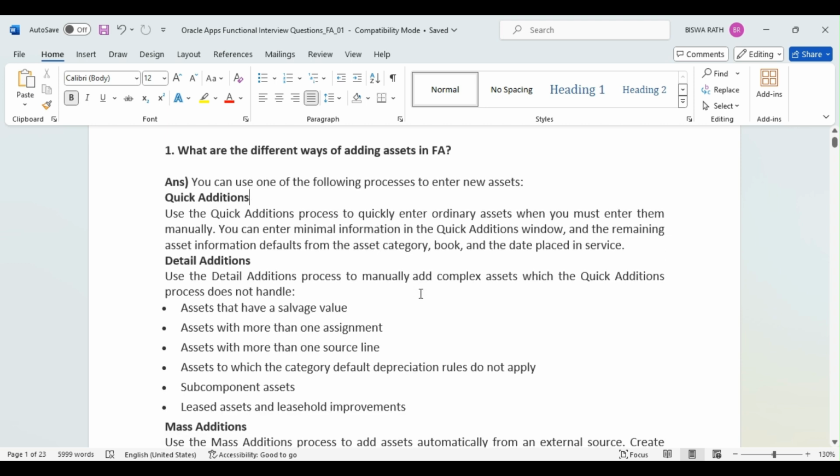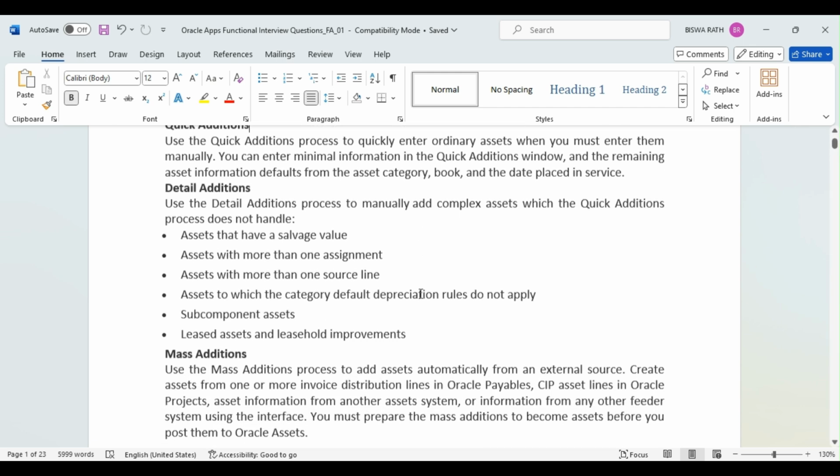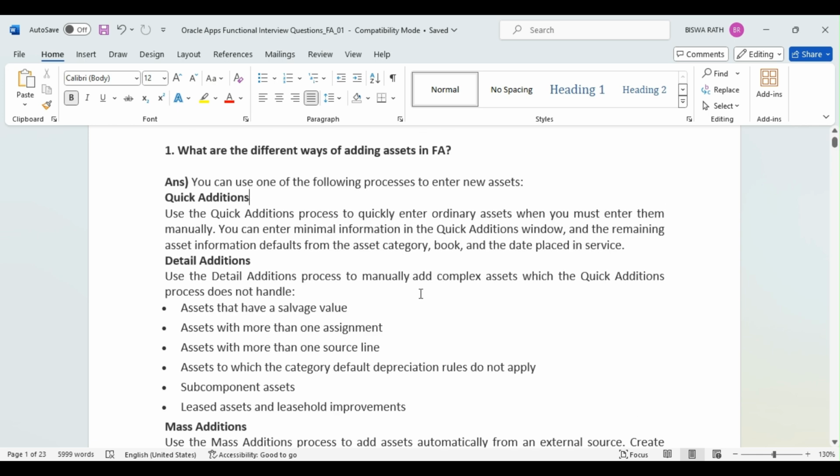Okay. So, the answer will be there will be quick addition, there will be detail addition, and there will be mass addition. Okay. So let us go one by one. In quick addition, you can quickly add asset without providing many kind of a detail related information, right? And later on you can provide those informations based upon the requirement.